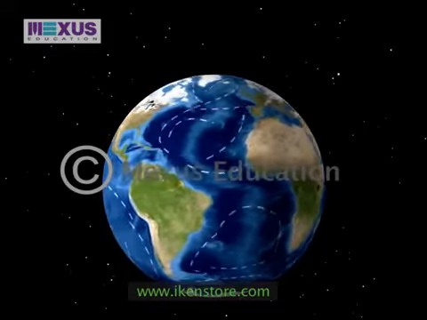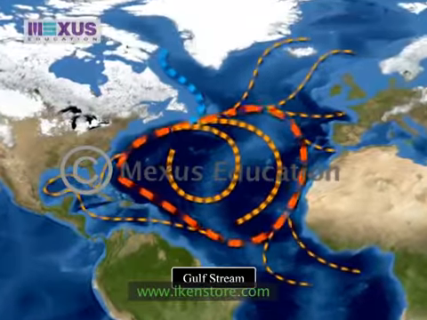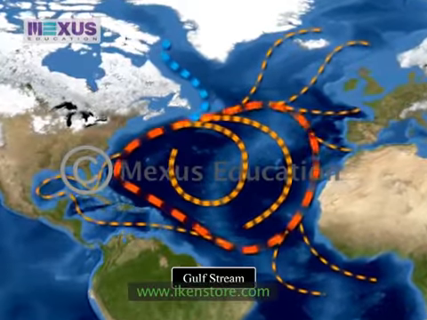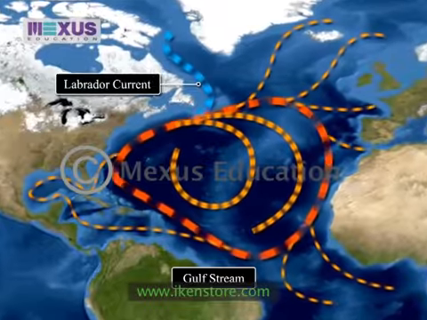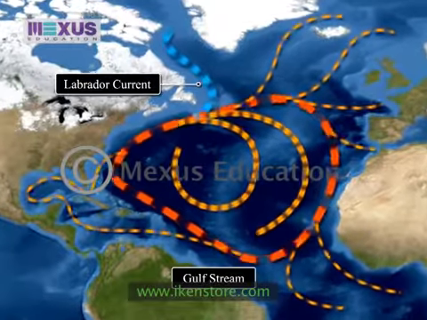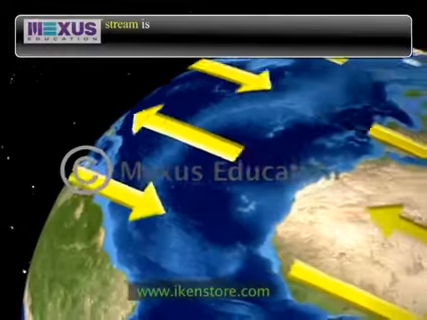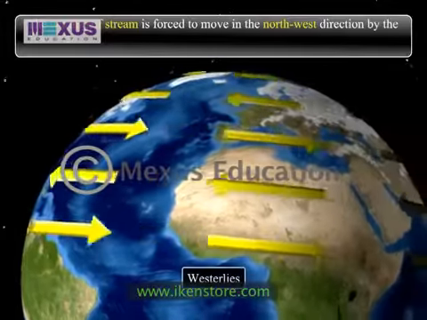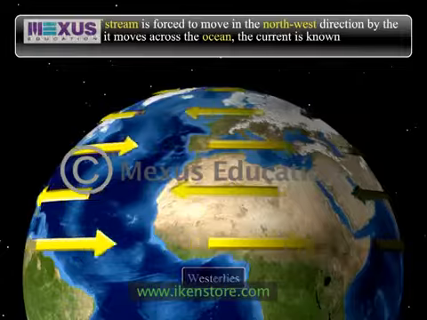The Gulf Stream is the current that originates in the Gulf of Mexico in the Atlantic Ocean. It is a swift-flowing warm current, and it flows northwards along the east coast of North America until it meets the cold Labrador Current near Newfoundland. It is forced to move in the northwest direction by the westerlies. As it moves across the ocean, the current is known as the North Atlantic Drift.